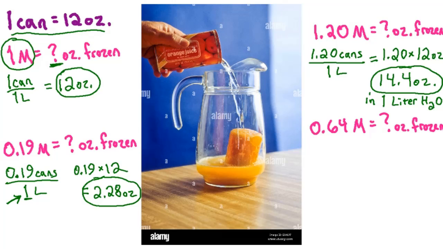So last one, we have a 0.64 molarity. So that means we use 0.64 cans of frozen orange juice concentrate in 1 liter of water.